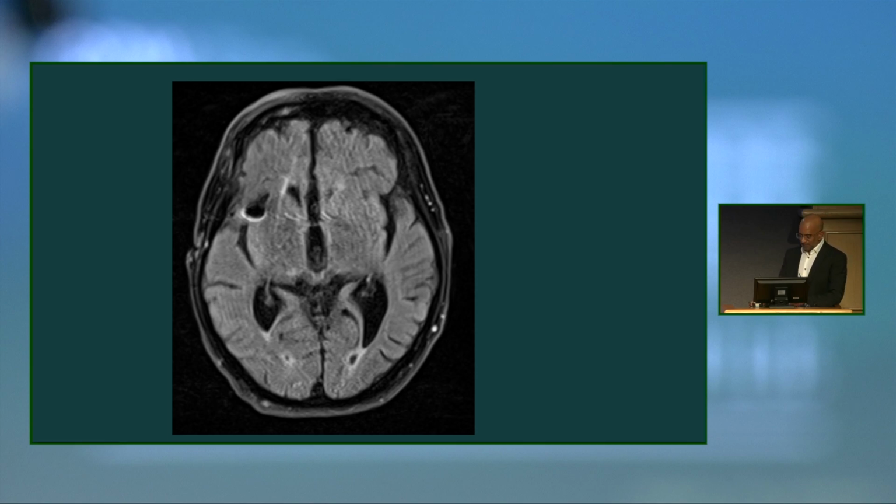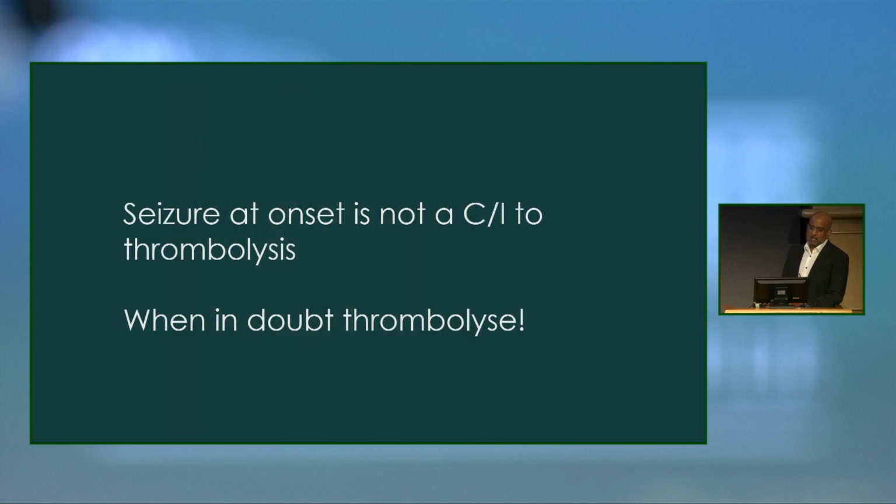So his MRI scan showed no acute stroke, and he just had the artifact associated with clipping of his aneurysm in that region. So I would say seizure at onset, however, is not a contraindication to thrombolysis, right? And when you're in doubt, thrombolyze the patient.